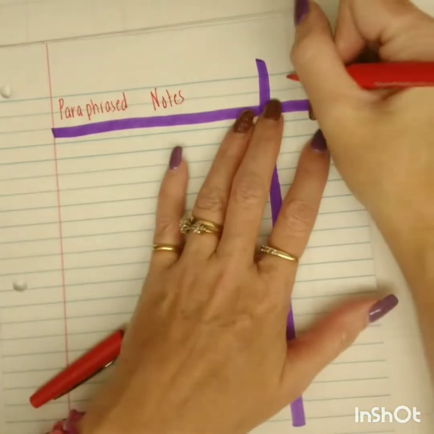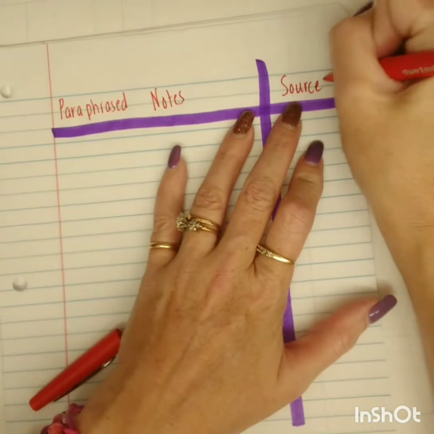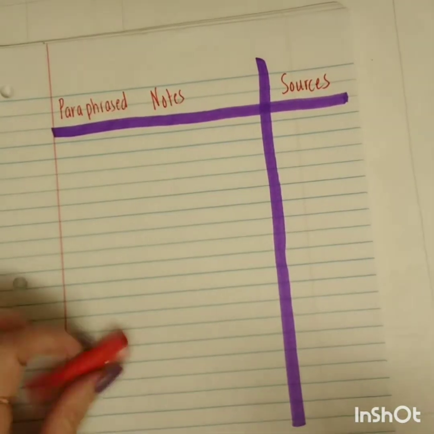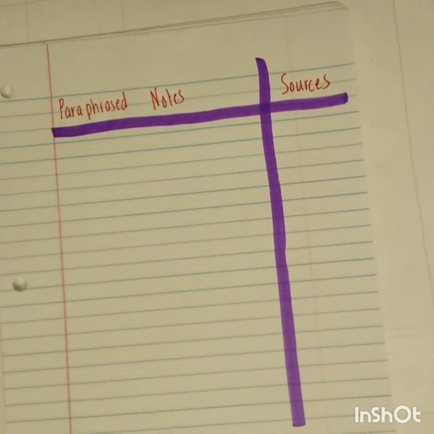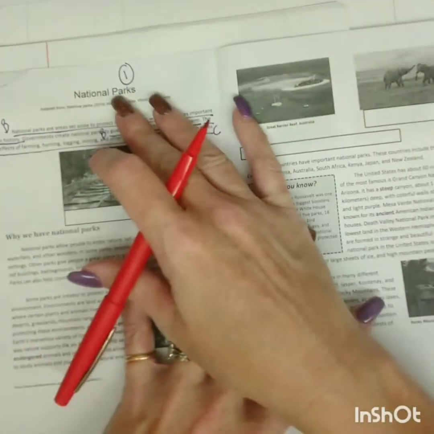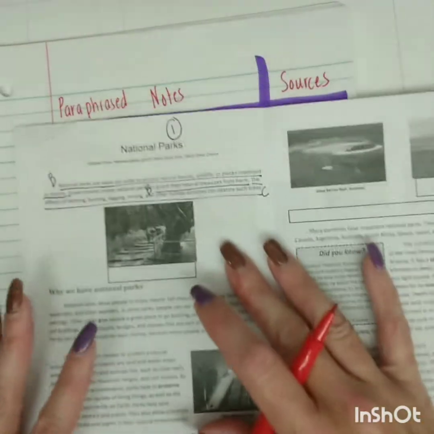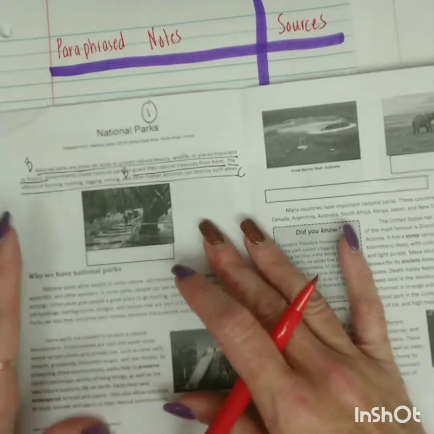And over here is the source, because we have three sources that we should be using within this brochure. So the first source that we worked on, and you should have it labeled as source number 1, was the national parks. And we did this together, but I want to go ahead and make sure that I put it in here so you understand again.